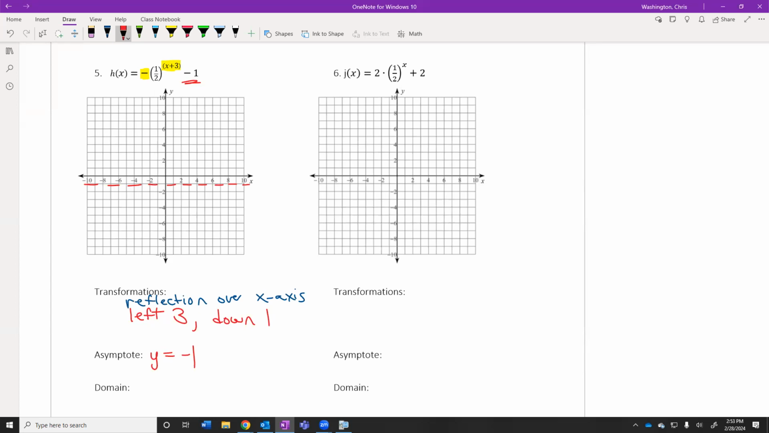And where do we get that from? The vertical shift. We went down 1. That number is going to show up a whole bunch. That number is really important.